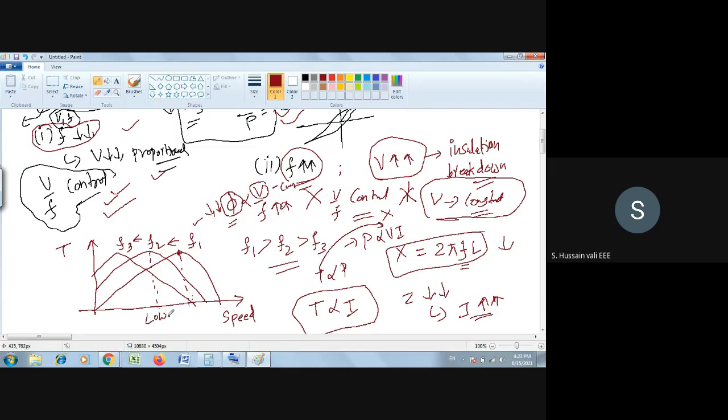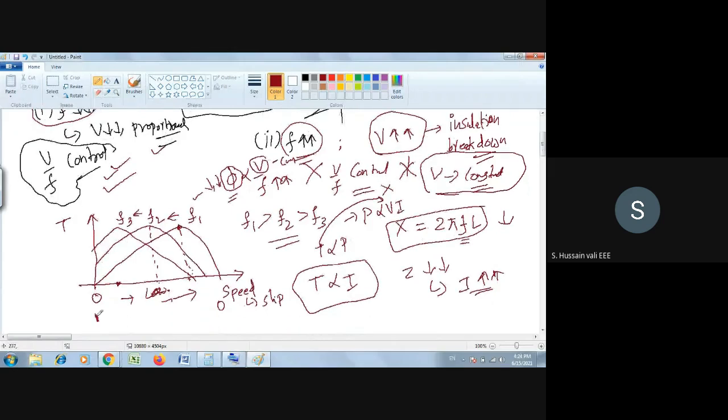See, the speed is increasing in this direction. This is zero speed. In the first case you got the maximum torque at some higher speed, but as you decrease the frequency, the maximum torque comes at lower speeds. In other words, we can also explain this in terms of slip, because speed can be turned into slip. You can take zero slip here and slip one here, so the slip increases in this direction. So this is the relationship between torque and speed at different frequencies.